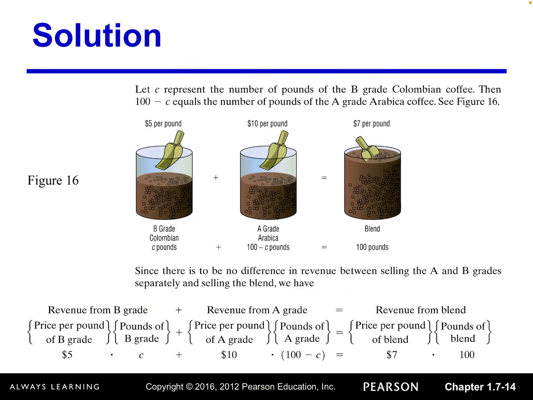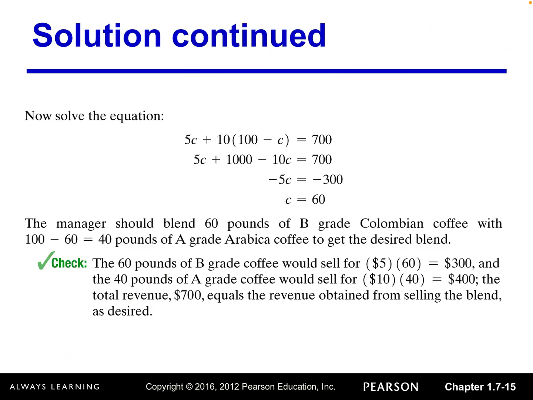And then we can check the answer. The book did it a little differently, but the logic is pretty much the same. It has a nice picture here, and you can go through it, and the answer should be the same. Then you can verify the answer: 60 pounds of B grade coffee sells for $300, and 40 pounds of A grade coffee would sell for $400. Added together it is a total revenue of $700, which matches what the problem describes. So that's a mixture problem.